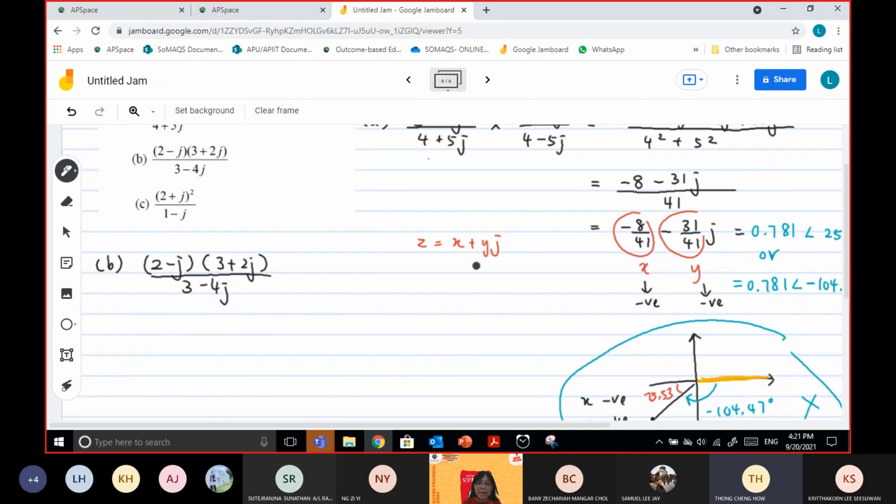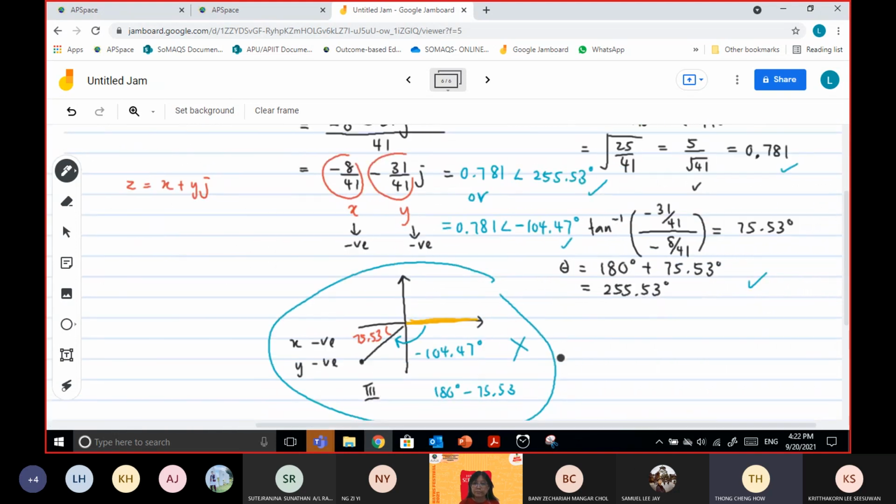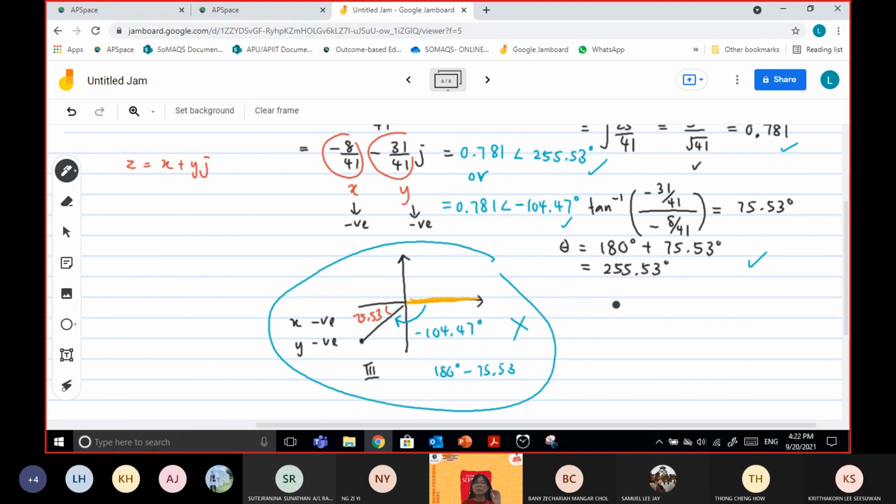Hi, Miss. For the angles, I thought in polar form it should be negative 90 to 90 degrees. Negative pi to pi, the principal value. Principal value. Oh, it's 180. Oh, okay, negative pi to pi. Also, can I put 255.53? 255.53 can, but it does not reflect the normal principal value that we use.